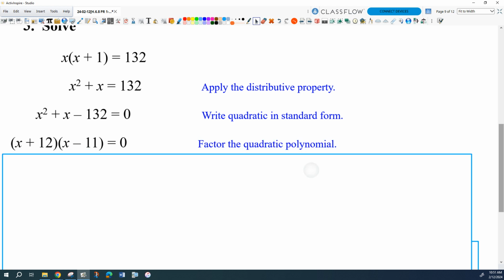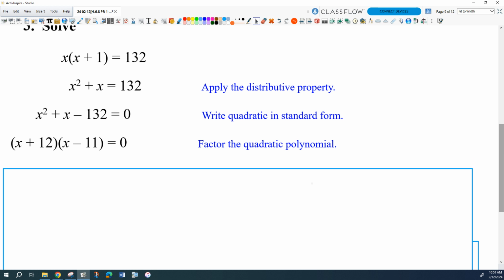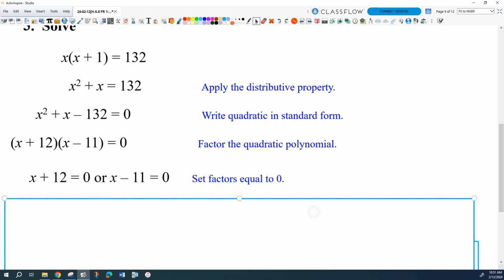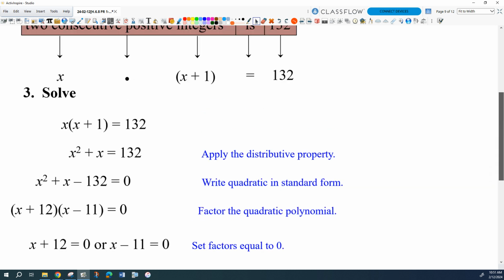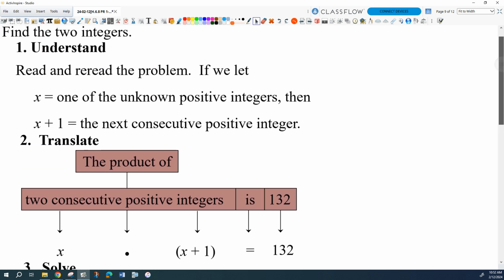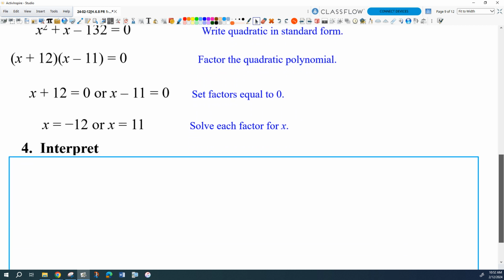So what are my solutions? Negative 12 and positive 11. Okay, so how do we interpret that? What were we looking for? Positive integers. Okay, so tell me about what am I going to do with those solutions then?